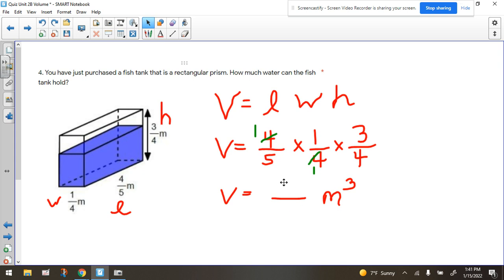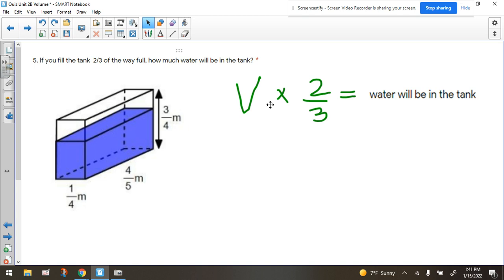But you can take the value as is, and you can go ahead and substitute that value for the V, because that's the volume of the water. Question 5 says, if you fill the tank 2/3 of the way full, how much water will be in the tank? So we're basically taking 2/3 of the volume of the tank, which means that we're multiplying. So take that value, substitute it in for V, multiply it by 2/3, and that will give you the answer for number 5.